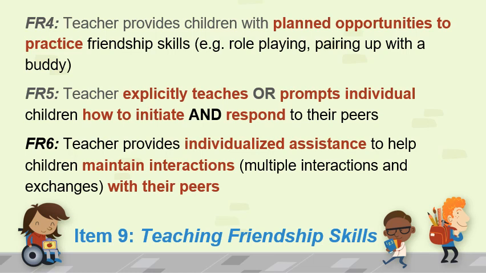FR6, the teacher provides individualized assistance to help the children maintain interactions, multiple interactions and exchanges with their peers. So there must be 3 or more exchanges between the children to score a yes. And you work with the child on speaking to another child. You may need to help the child use a visual aid or a communication device.